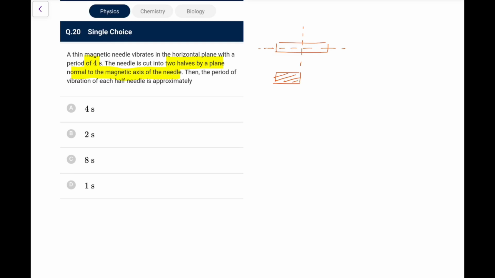That's a direct result, but I'm telling you how it comes. We know initial time period is 2 pi under root of I naught upon mu naught B, where I naught is the moment of inertia.